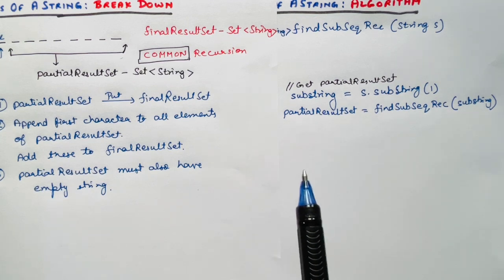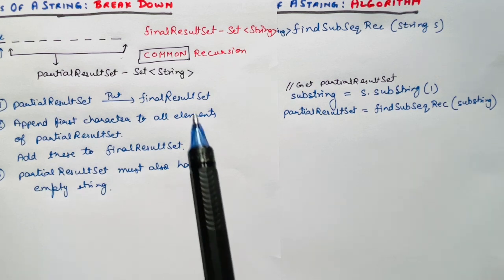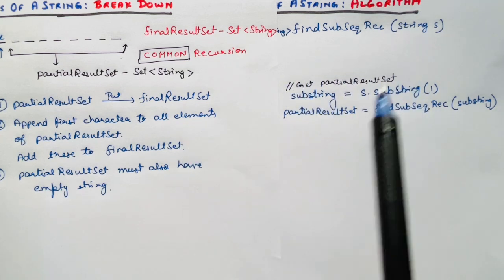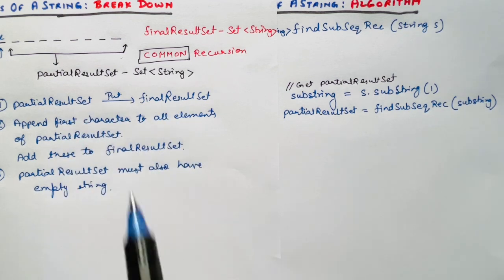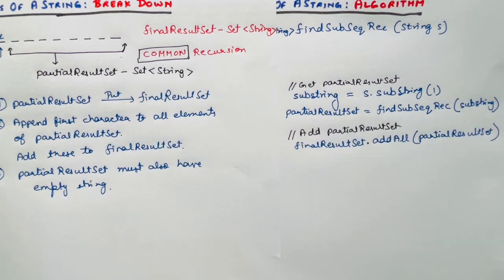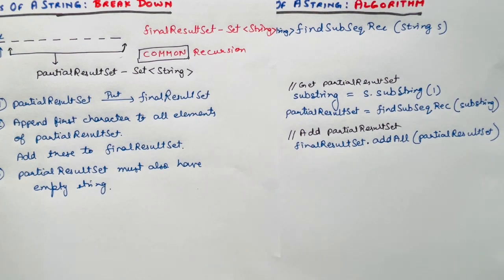Next, our aim is to put this partial result set into our final result set. So we will definitely have to declare final result set somewhere here, and we'll add all elements of partial result set into final result set. So we added our partial result set to the final result set. Next, our aim is to go through all elements of partial result set and append first character to each of these elements. Then we add those to our final result set.